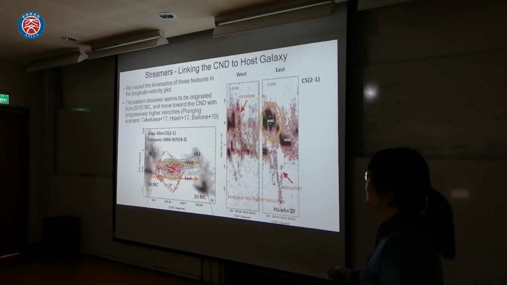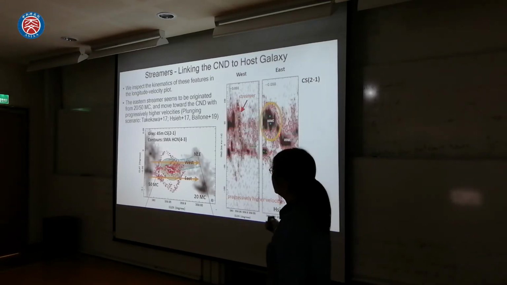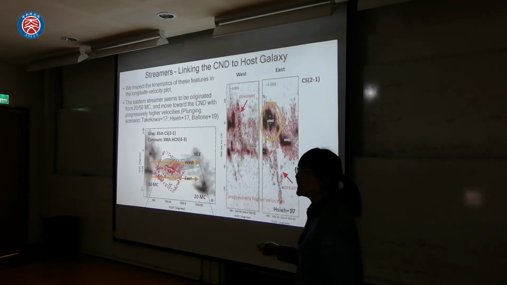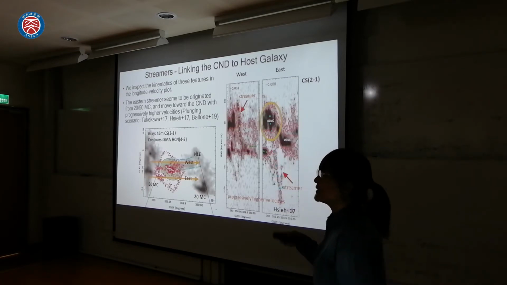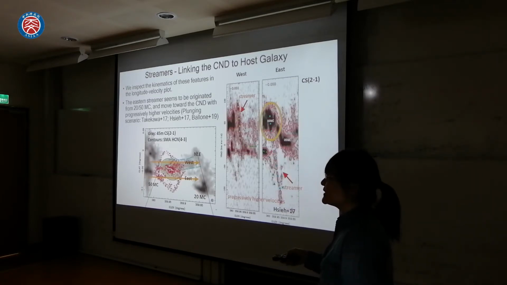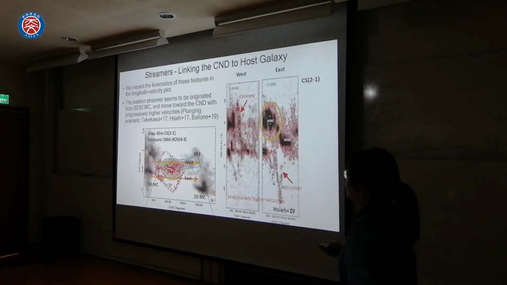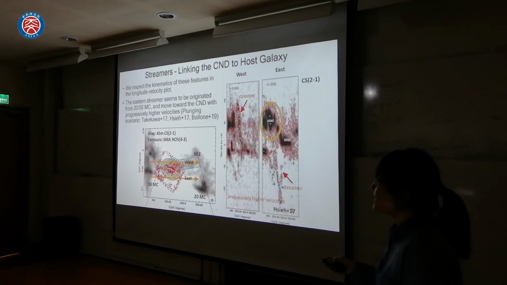sides of the CND. So we found that in our extended emission map, the streamers are actually connected and originate from nearby clouds in the galactic center. So this confirms that the CND is not isolated but connected to the galactic disk. And it's pretty cool here because we will be able to say that this accretion material has some kind of kinetic correlation or origin 20 parsecs further out.